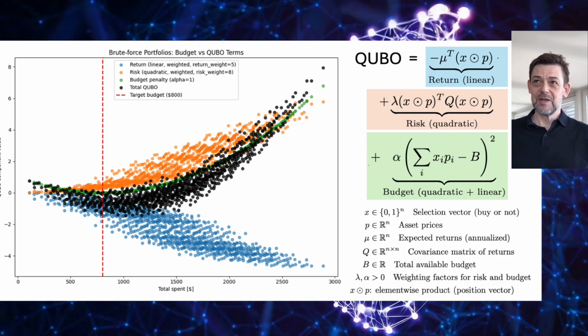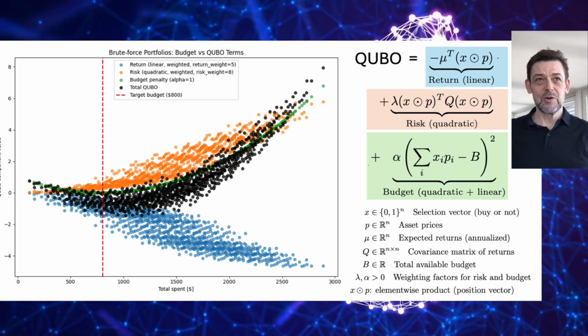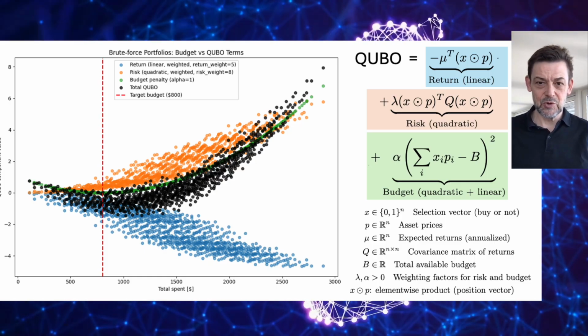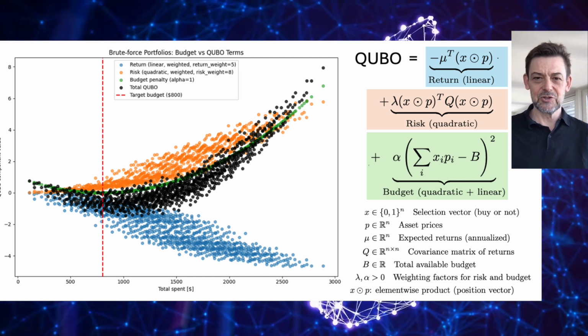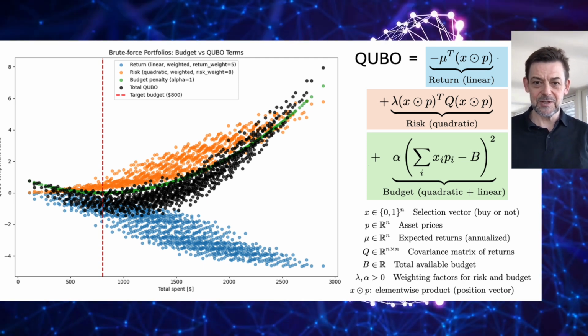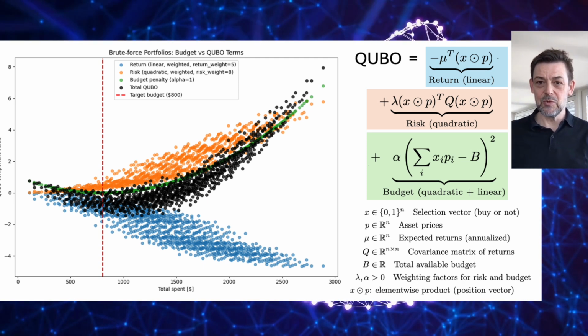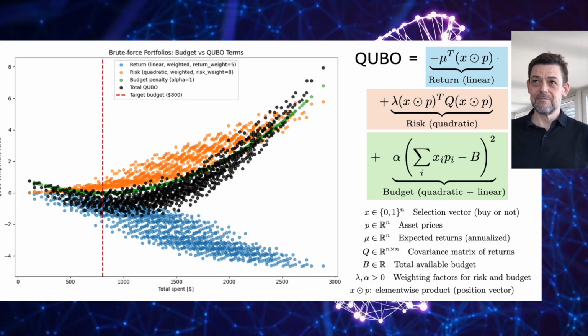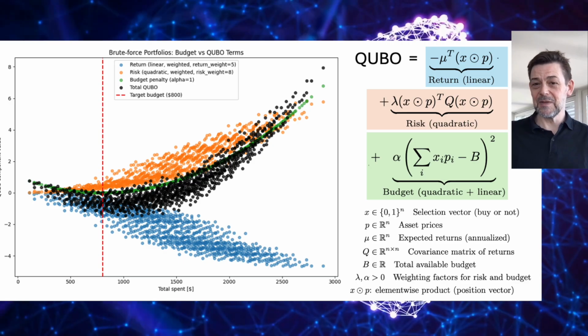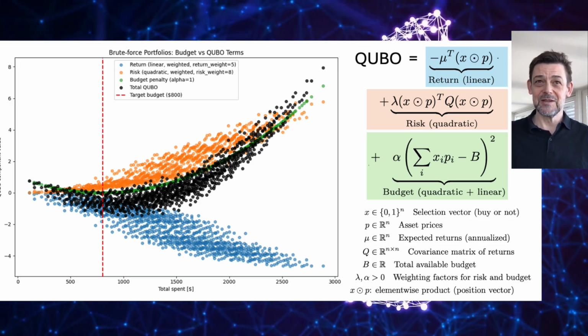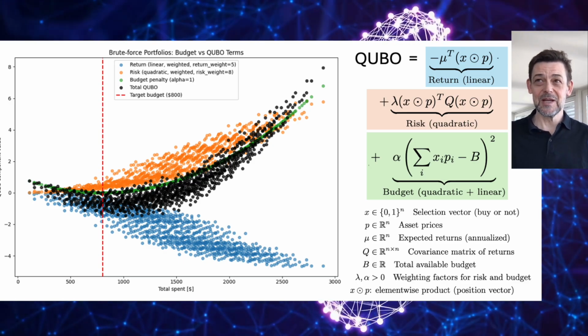Now, the budget penalty, that's the green line you see in the background, is a thin curve that goes up quadratically the further you get from the target budget. This basically punishes portfolios that miss the target investment amount. The further away, the bigger the penalty. For the total, you can look at the black dots. They show the sum of all these penalty and incentive terms. Again, lower is better.